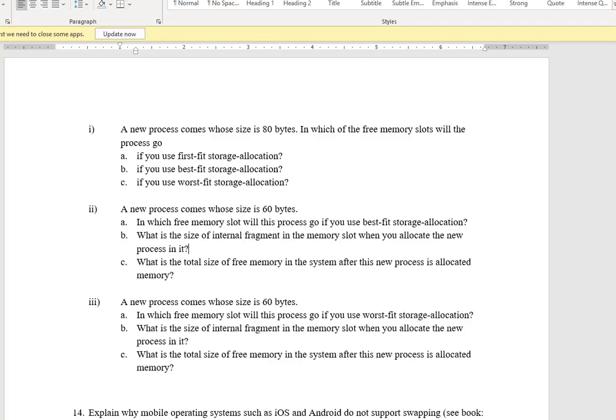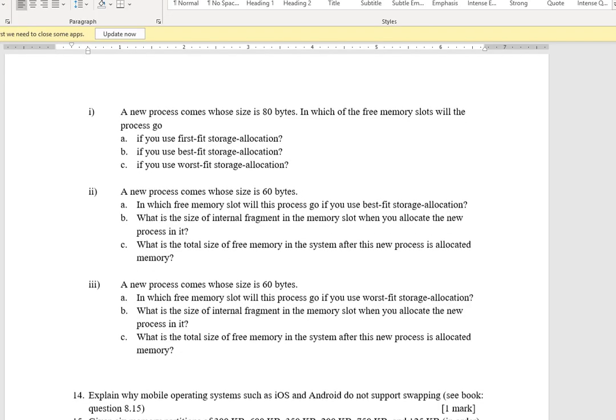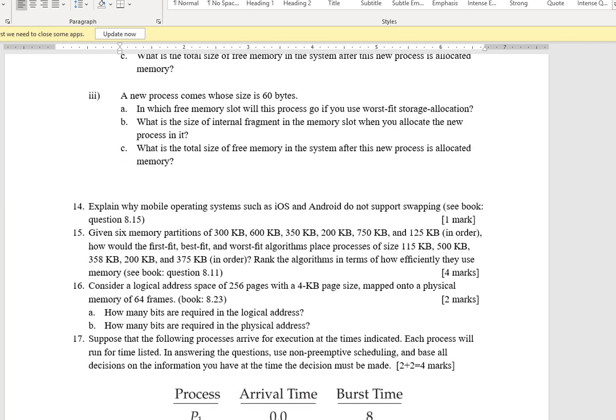Question number 15. Question 14 is just a theoretical question you can answer. Question 15 says, given 6 memory partitions in this order, the first is 300, then you have 600 and so on. How would the first fit, best fit and worst fit algorithms place processes of these sizes in this order? First we have to consider these memory locations, then the first fit algorithm, and these processes will come one by one. Rank the algorithms in terms of how efficiently they use memory. This is book question 8.11.